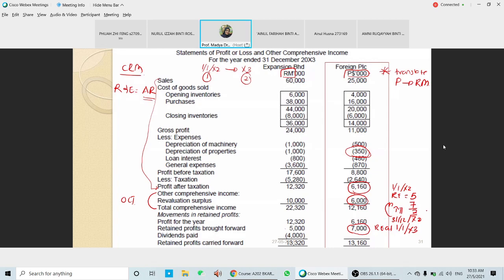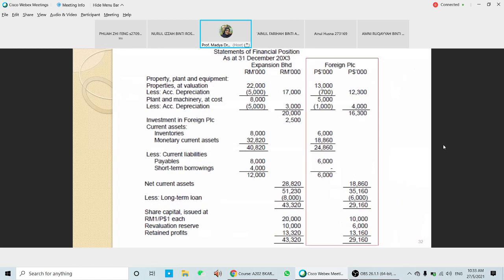Please remember that later on we're going to use this figure also. This is the RE brought forward, an important figure that we're going to analyze later. So this is your income statement. The next one, we're going to look at your statement of financial position.